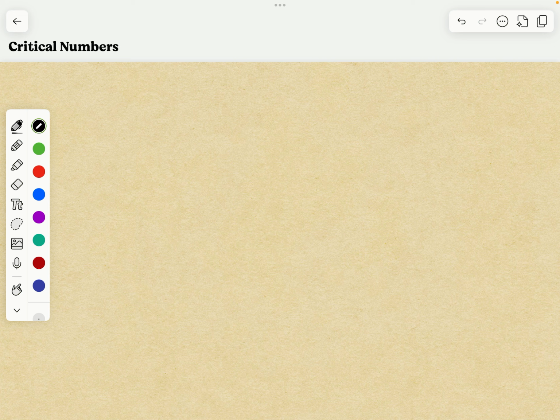This video is about critical numbers or critical points. Critical numbers are an important component of a function. Some functions have critical numbers, some functions don't. But when you have functions that have critical numbers, those numbers can be used to figure out where the function has the highest possible value or lowest possible value, and that can be useful information.